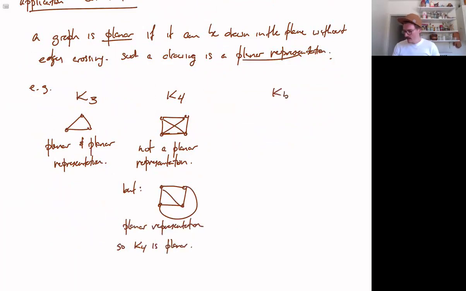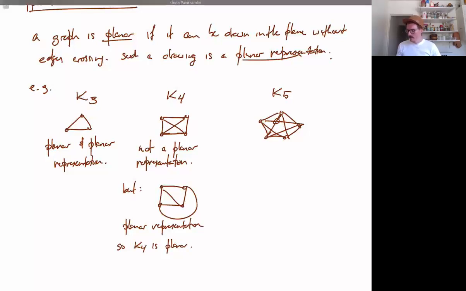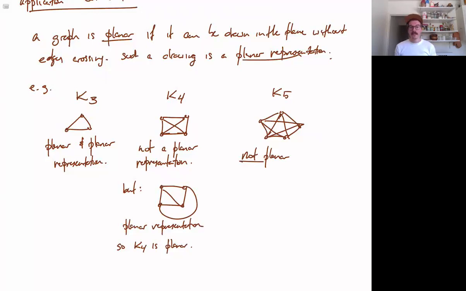And K5, this is evidently not a planar representation, because you can see we have a bunch of edge crossings going on in the center here. And in fact, it can be shown that K5 is not planar at all. So there does not exist a planar representation. But this is not obvious. That requires a proof.